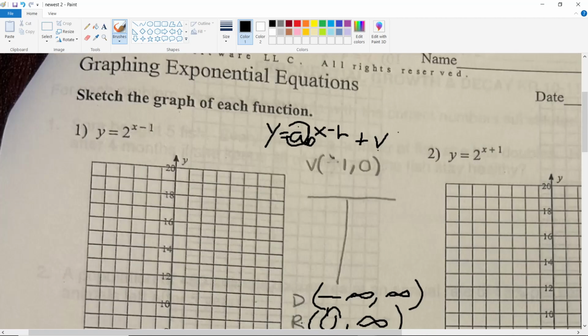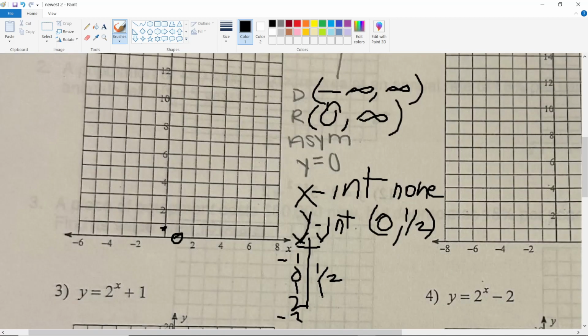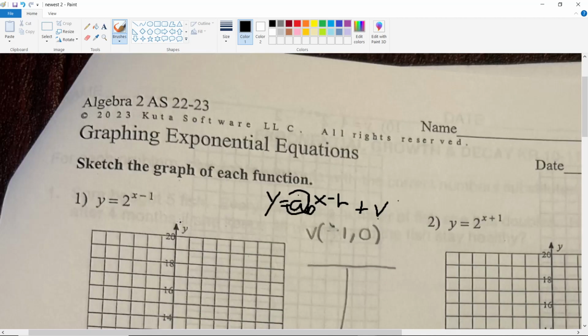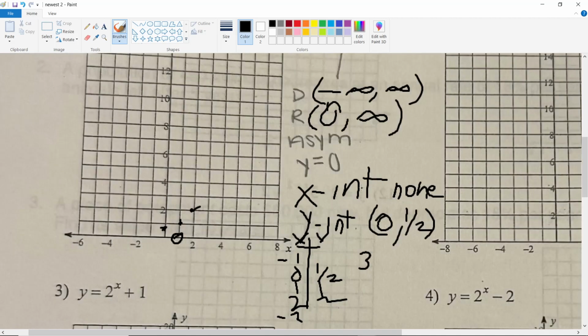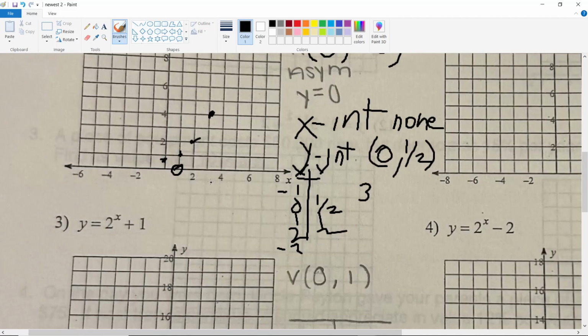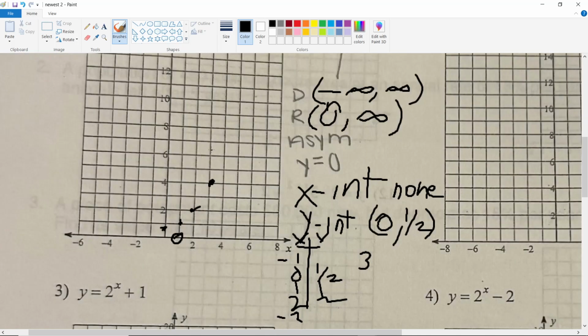When x is 1, 1 minus 1 is 0. 2 to the 0 is 1. So at 1, it's 1. At 2, 2 minus 1 is 1. 2 to the 1 is 2. So at 2, it's 2. I guess I have to do maybe 3. 3 minus 1 is 2. 2 squared is 4. At 3, it's 4, and so forth. It's going to keep going up, bigger and bigger. And then I'll do minus 1. 2 to the minus 1 minus 1 is 2 to the minus 2. 1 over 2 squared is 1/4.